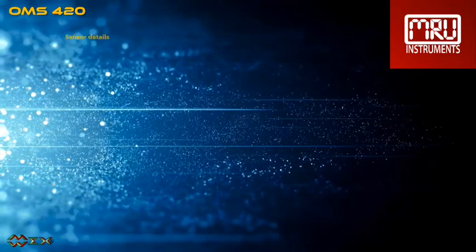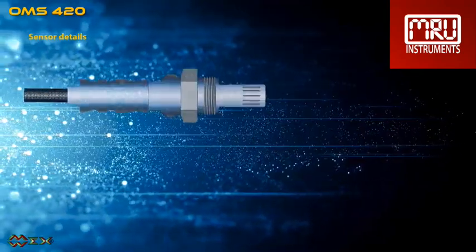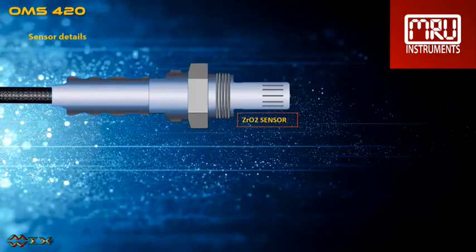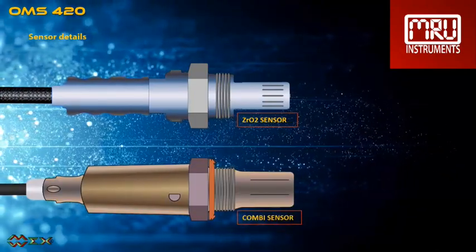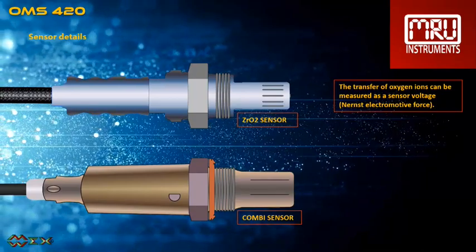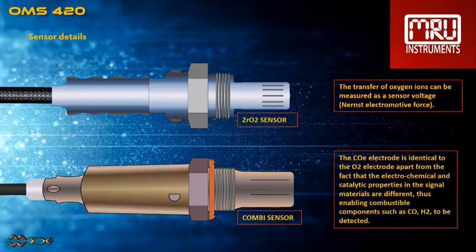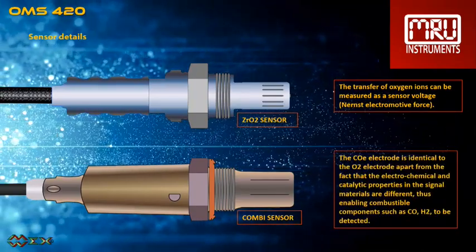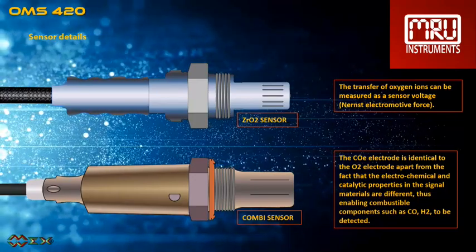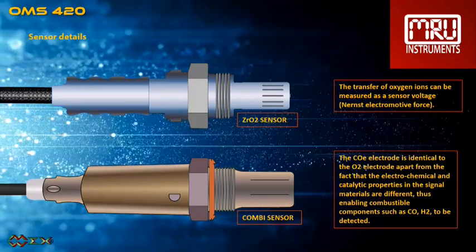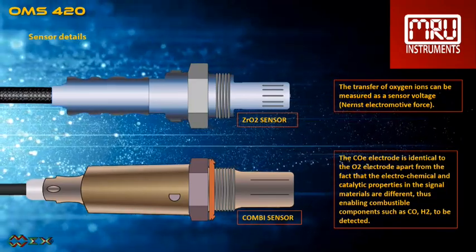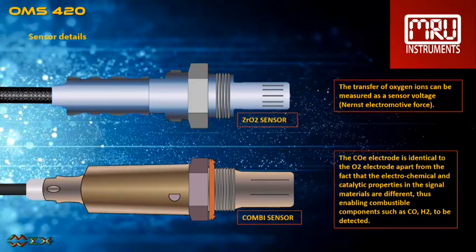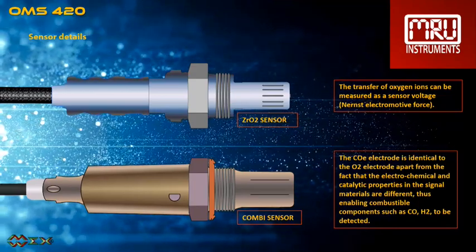We offer two different sensors, the ZRO2 sensor to measure oxygen only, and the combi sensor for oxygen and combustibles. The ZRO2 sensor. The transfer of oxygen ions can be measured as a sensor voltage, Nernst electromotive force. The combi sensor. The COe electrode is identical to the O2 electrode apart from the fact that the electrochemical and catalytic properties in the signal materials are different, thus enabling combustible components such as CO, H2, to be detected.